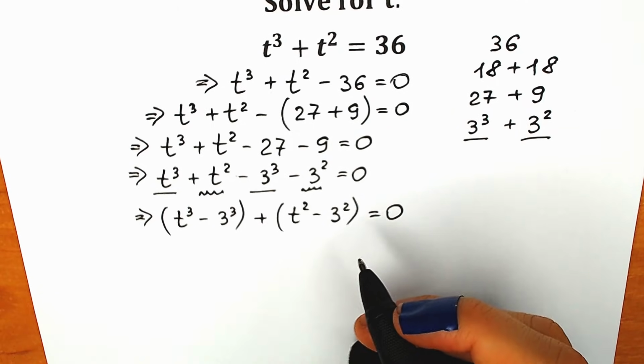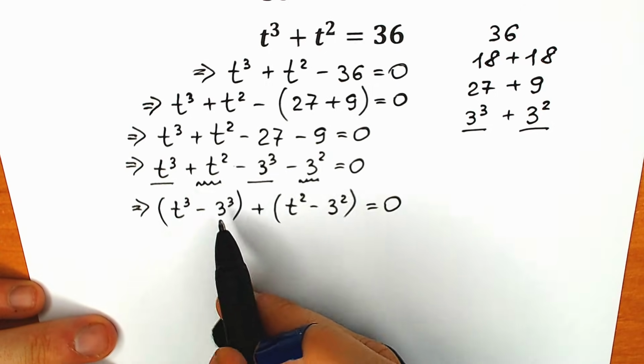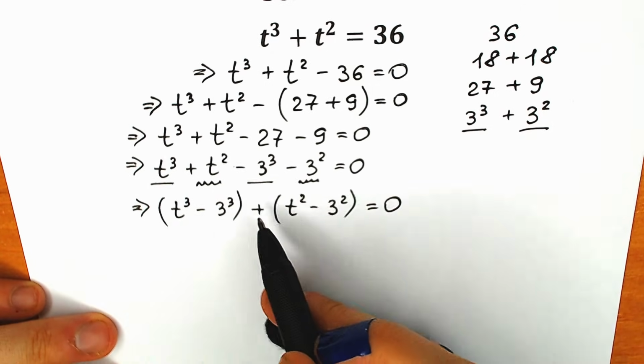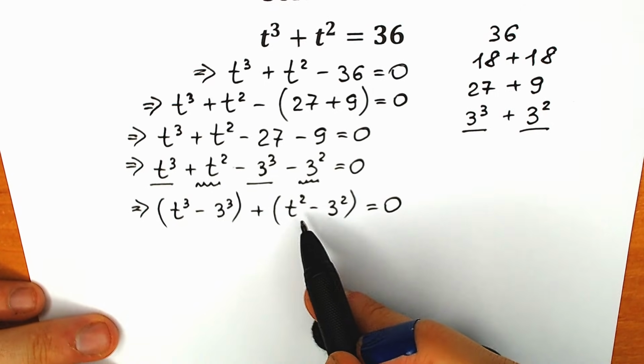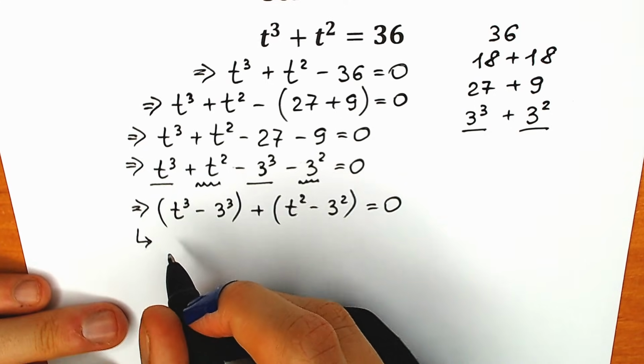Really great. And right now, let's look at this question from a different angle. What do we have right here in this parenthesis? Difference of cubes. What do we have right here? Difference of squares. So we need to remember our classic school formulas.